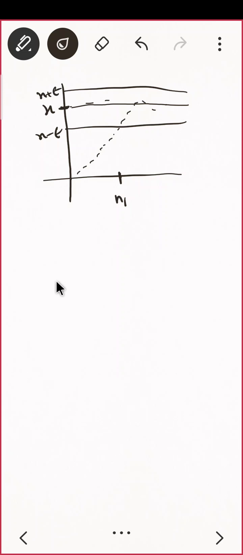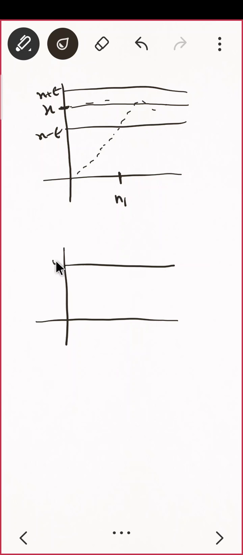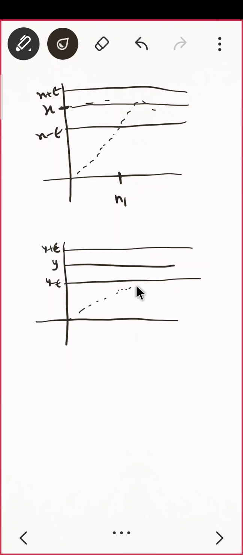Okay, now the same thing is happening with y also. There will be your y, and here will be y minus epsilon, y plus epsilon. And for this also you may have something here. All the people are lying in this epsilon band, so your n2 will be somewhere here. This is n2. Is that clear? Is the diagram clear to you?